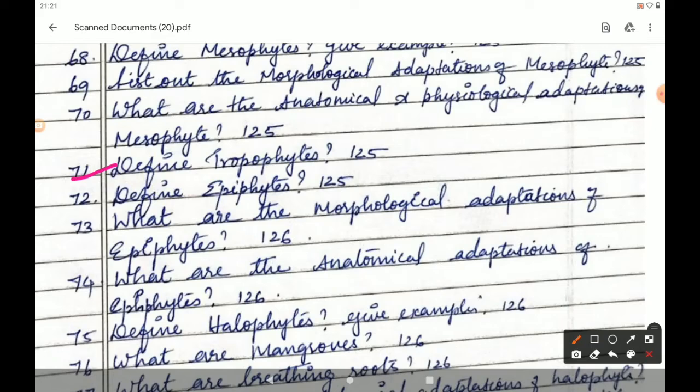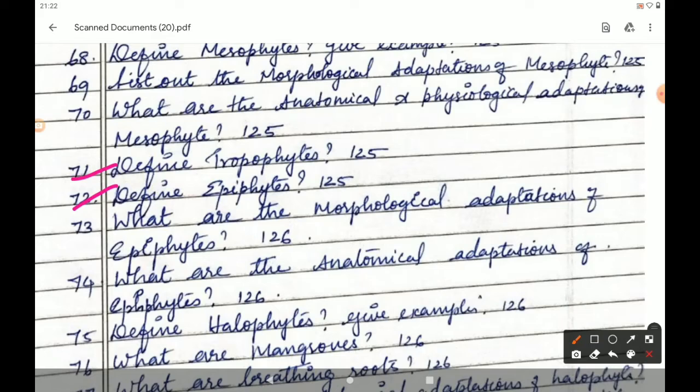The next question is question number 72. Define Epiphytes. Answer is given in page number 125, last heading of the page. Epiphytes are plants which grow perched on other plants or supporting plants. They use the supporting plants only for shelter and not for water and food supply. Example, Vanda.